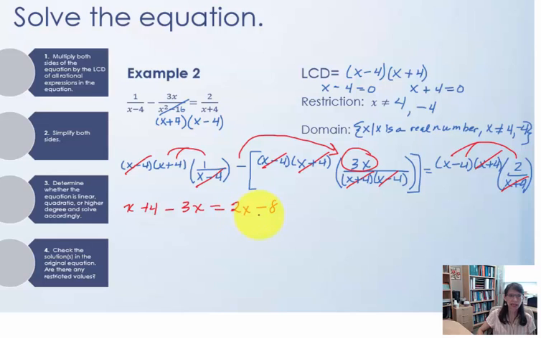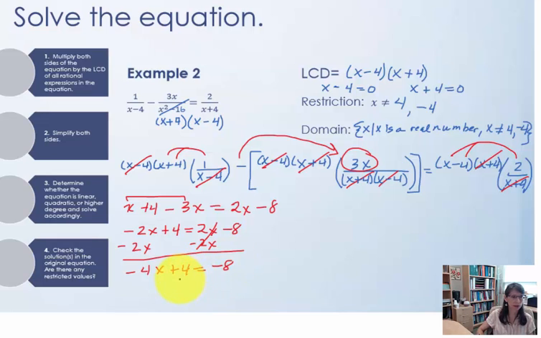Scanning, I don't see any second degree terms, so again we have something linear that is remaining. To collect our like terms, minus 2x plus 4 is equal to 2x minus 8. So I want to collect all my variables on the left. That means I'll subtract 2x from each side. And that leaves me negative 4x plus 4 equals negative 8.